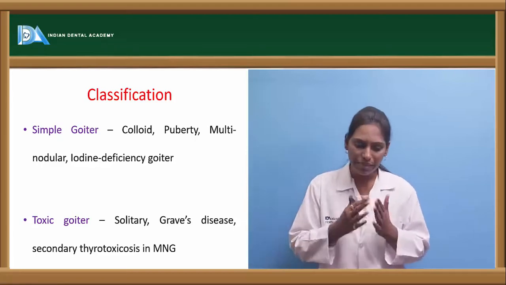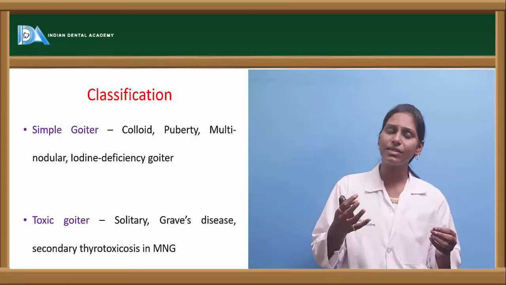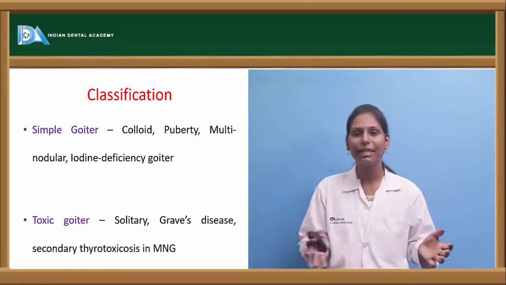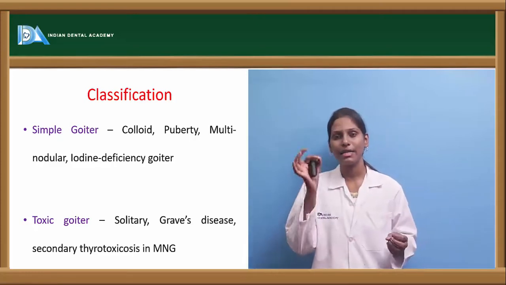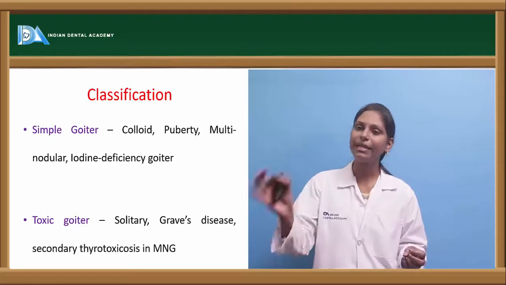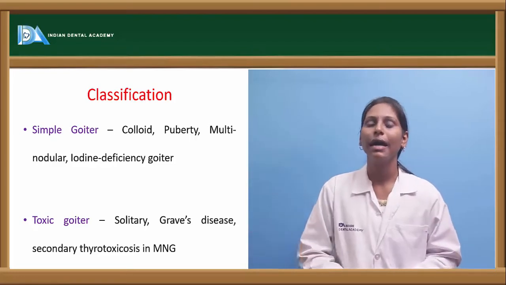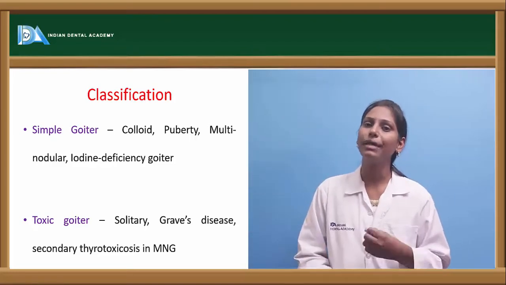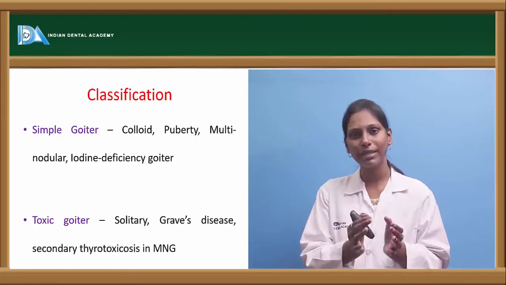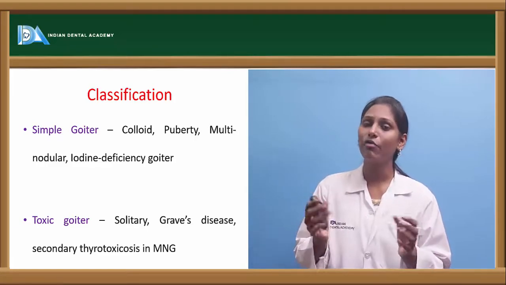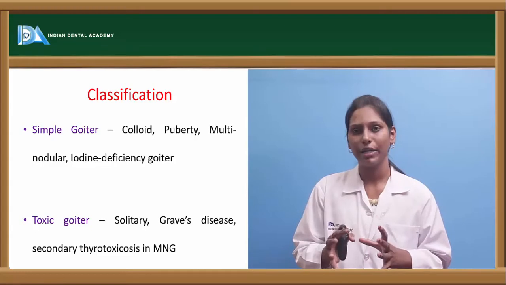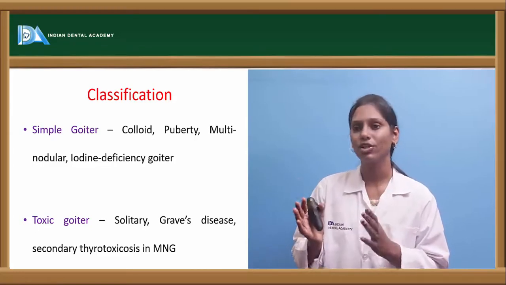Okay, so this increase in TSH could be of any reason. Any reason that is causing this increased TSH will in turn lead to simple goiter. And this simple goiter, as I told you, could be a single one, a solitary nodule, or it can have multiple nodules within the thyroid gland, which is nothing but your multinodular goiter.